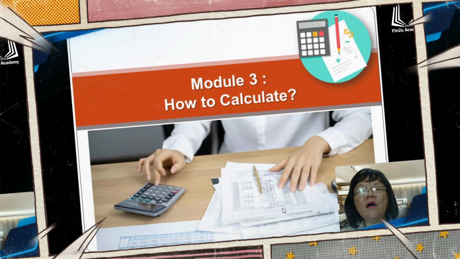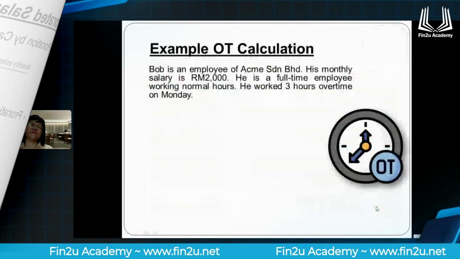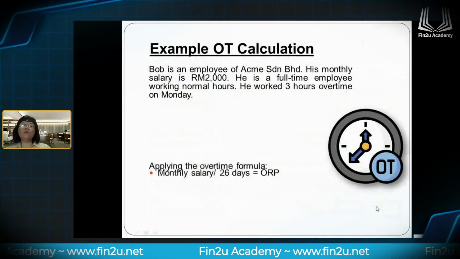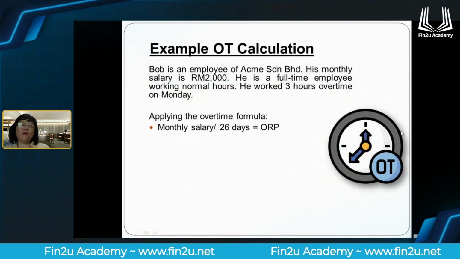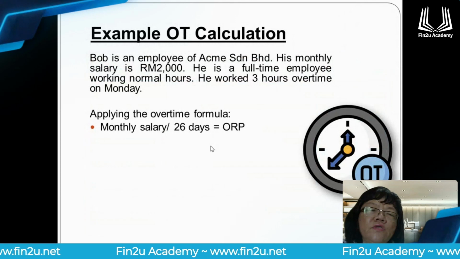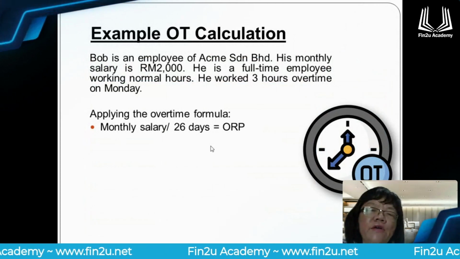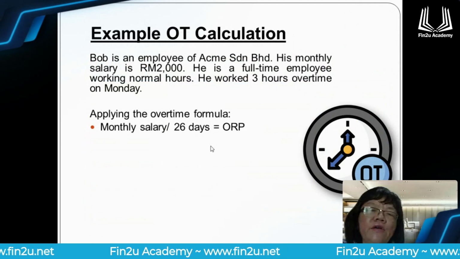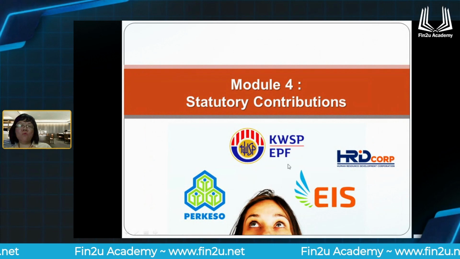Okay, now we look at module 3, how to calculate your salary. Now we look at the calculation of OT. Assuming Bond is an employee, his monthly salary is 2K. He's a full-time employee. He worked 3 hours OT on Monday. So now we take the salary, 2,000 divided by 26. Then we get the ORP.